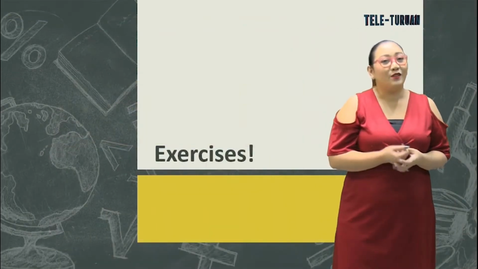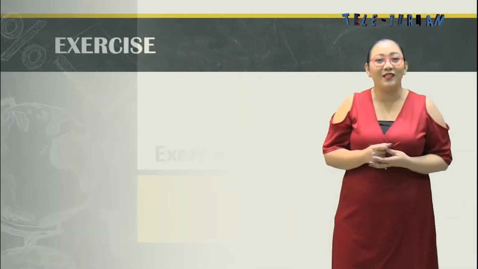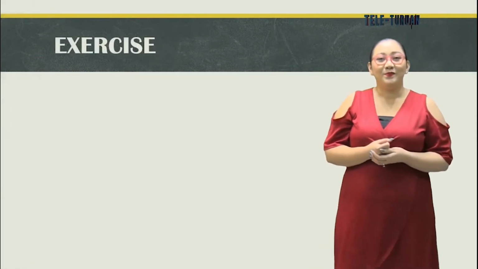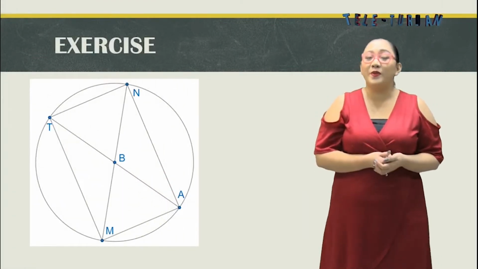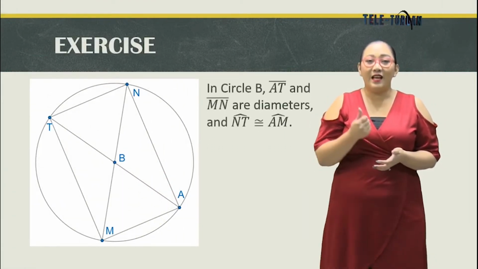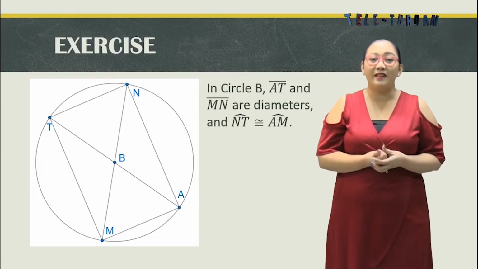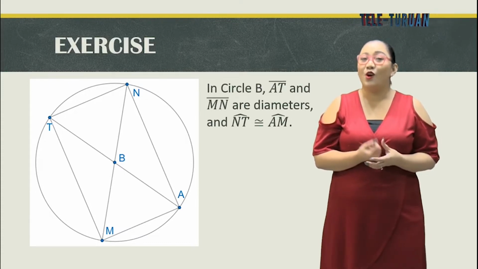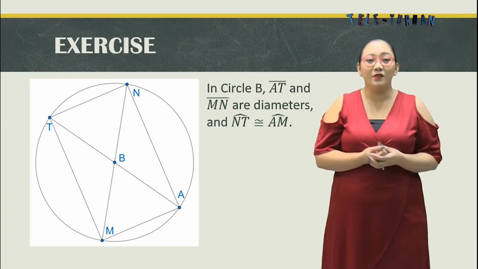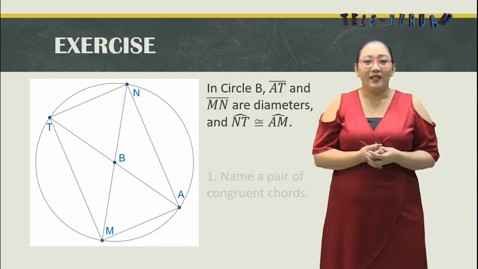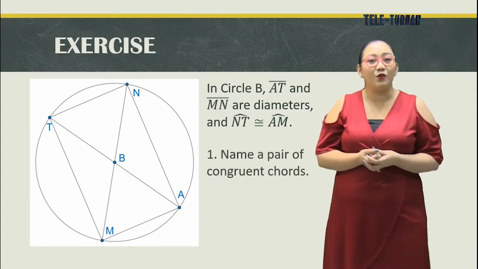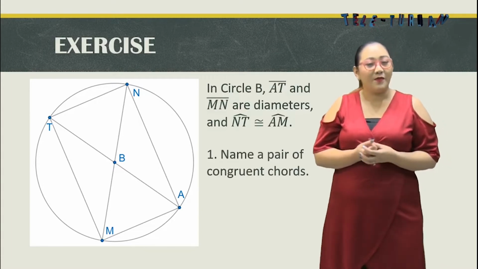All right, so let's exercise those brain cells of yours and do some exercises. I have here circle B, and I am given that chord AT and chord MN are diameters, and arc NT is congruent to arc AM. Now, I would like you to name a pair of congruent chords. Think about it.